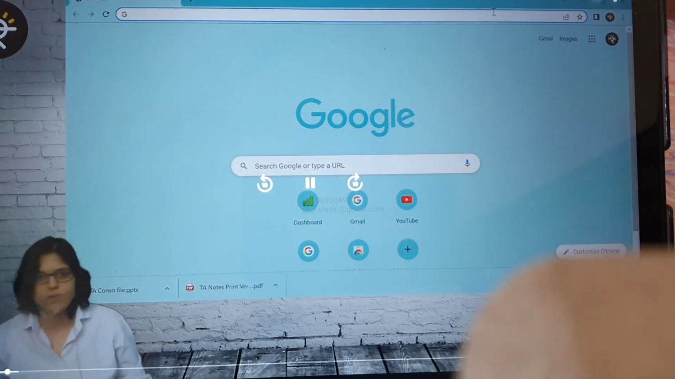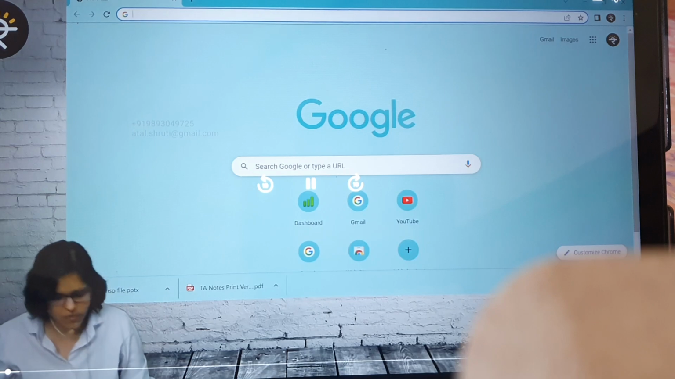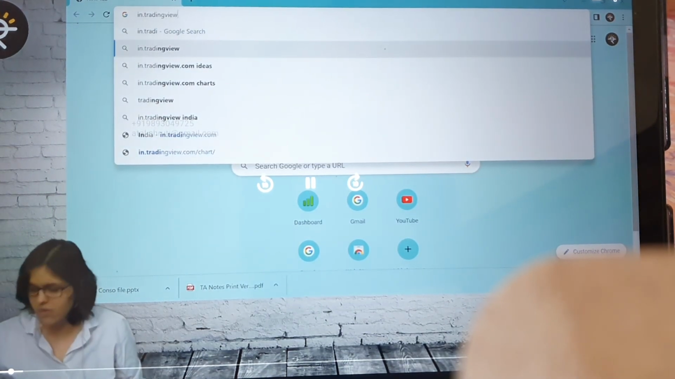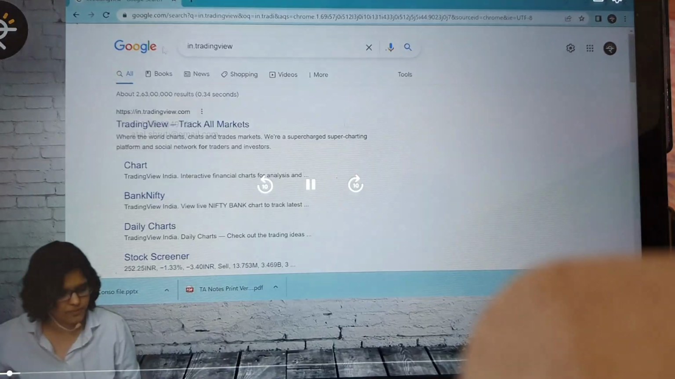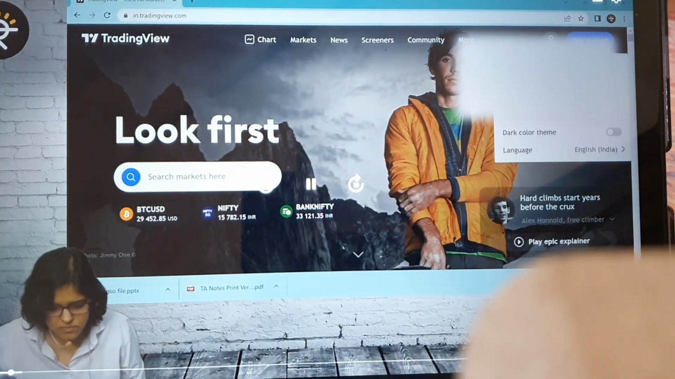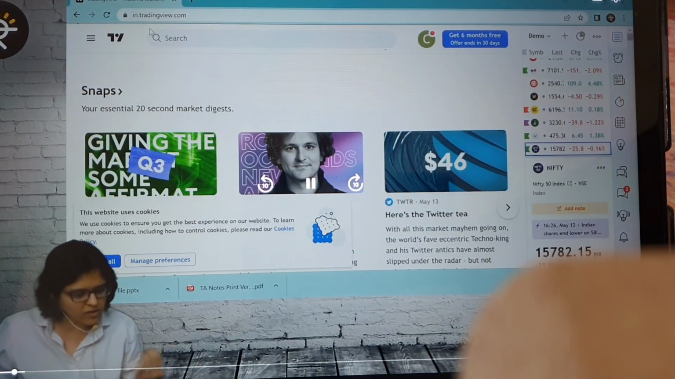How many of you have already used the TradingView website? Only once. Okay, but I have a mix in the class, so I'll go a bit slow. The exact name is in.tradingview.com. So we are on this website, in.tradingview.com.